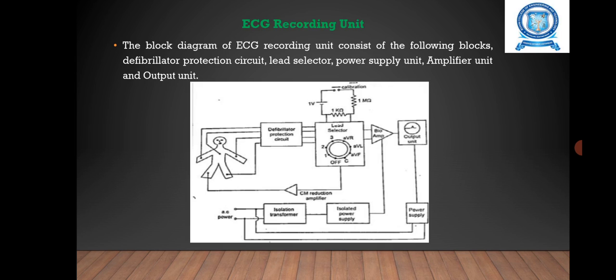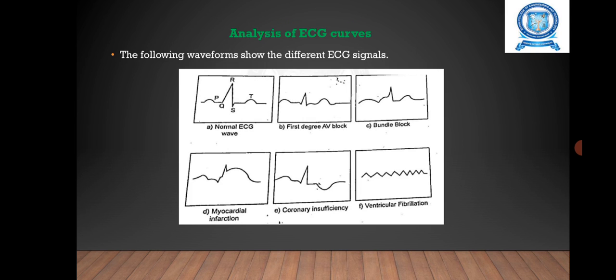The output unit contains a CRO. CRO means what? Cathode ray oscilloscope. In the case of a paper chart recorder, the power amplifier, otherwise the pen amplifier, supplies the required power to drive the pen motor.